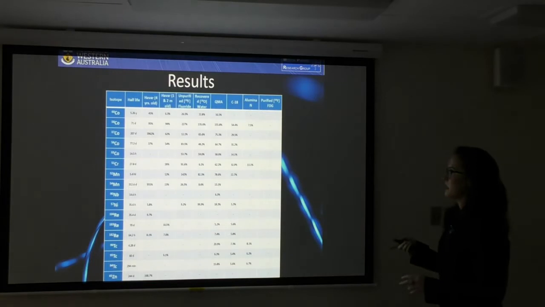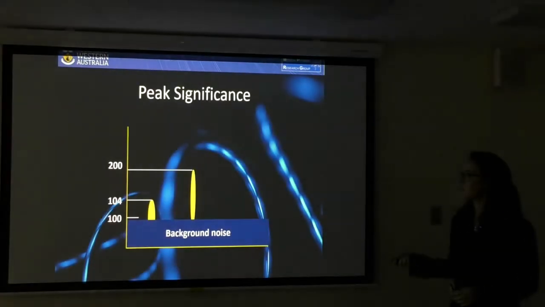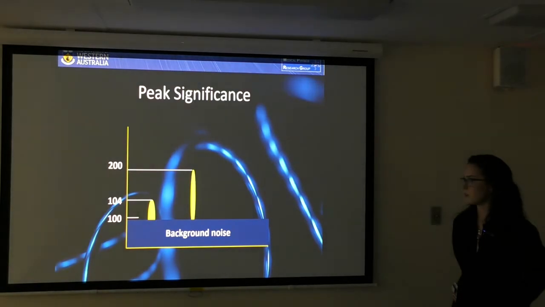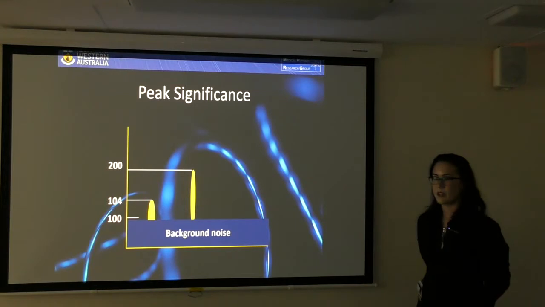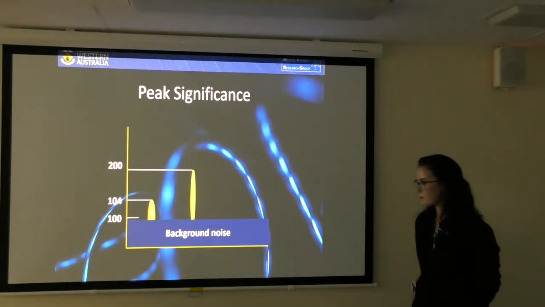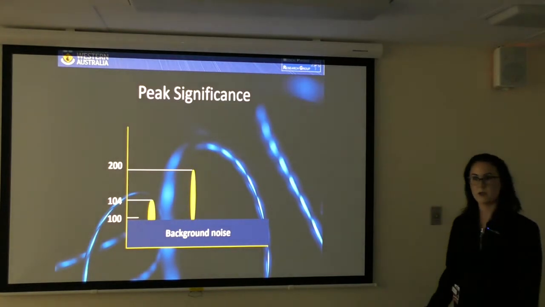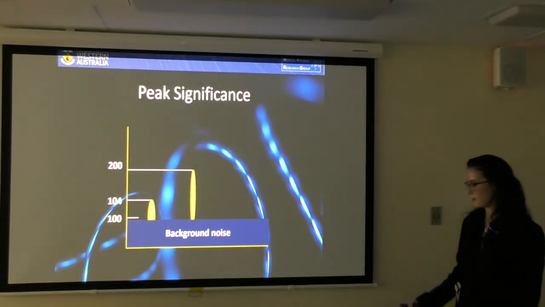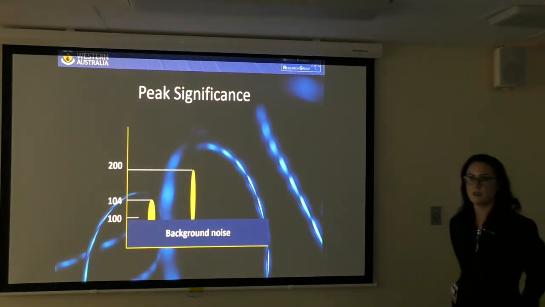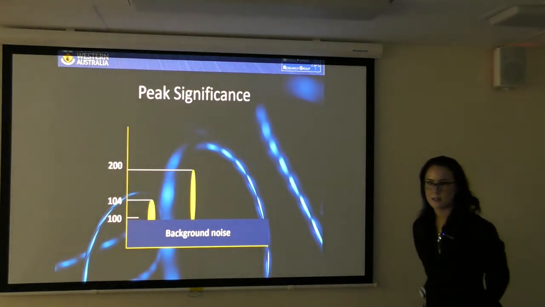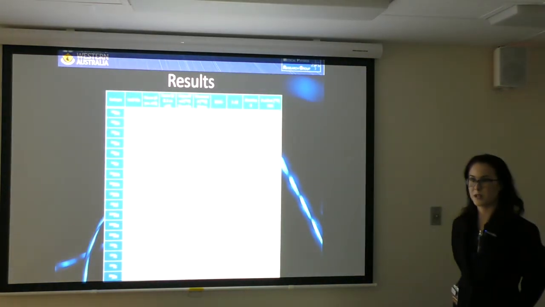So as you can see in the table, I do have values that are over 100%. This is because peak significance is given as the following. So if you were to have a background of, say, 100 counts, in order for a peak to be significant, it must be over the threshold of 104 counts to be considered a peak. We can then get a peak that's at 200 counts and can therefore be 200%. This is why we have a peak significance of over 100, because it's not normalized.